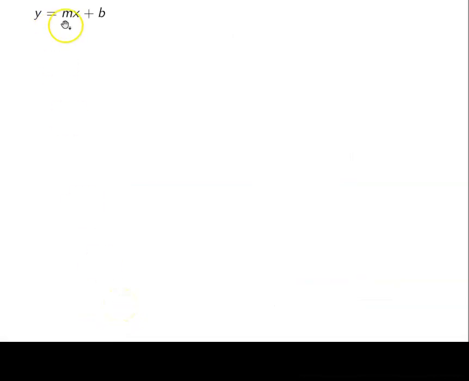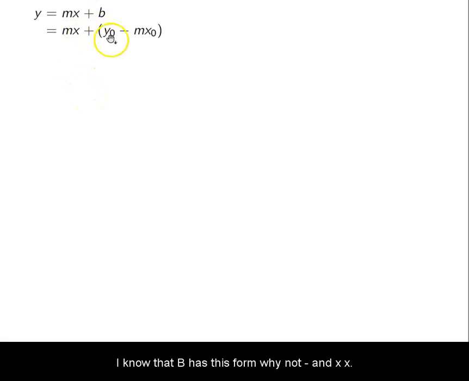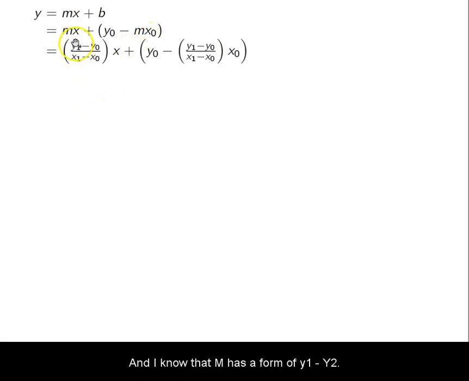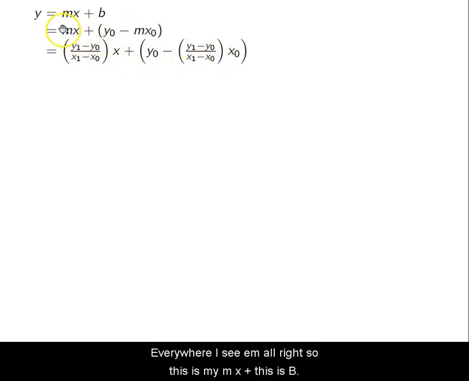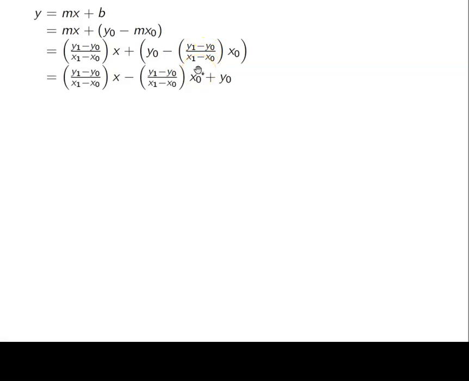Okay. So let's go ahead and do that. So y equals mx plus b. I know that b has this form, y naught minus m times x naught. And I know that m has the form of y1 minus y naught over x1 minus x naught. So I replace m everywhere I see m, right? So this is my m, x, plus this is b. But in this b, I've replaced m with the m that I actually have, okay? So when I start to do my algebra, right, this plus y naught can come out to the end.